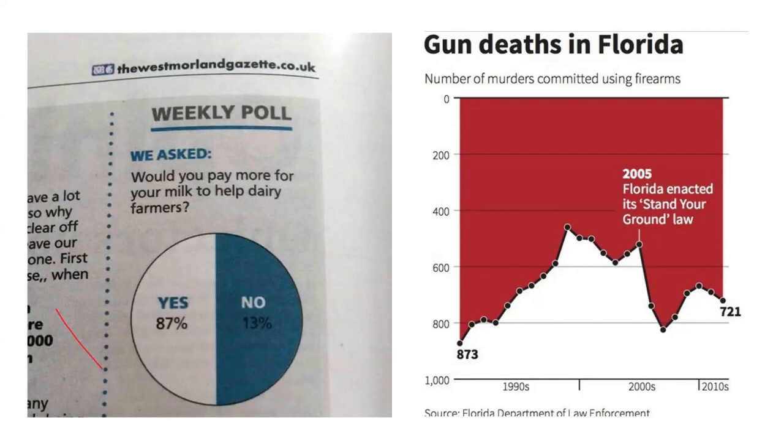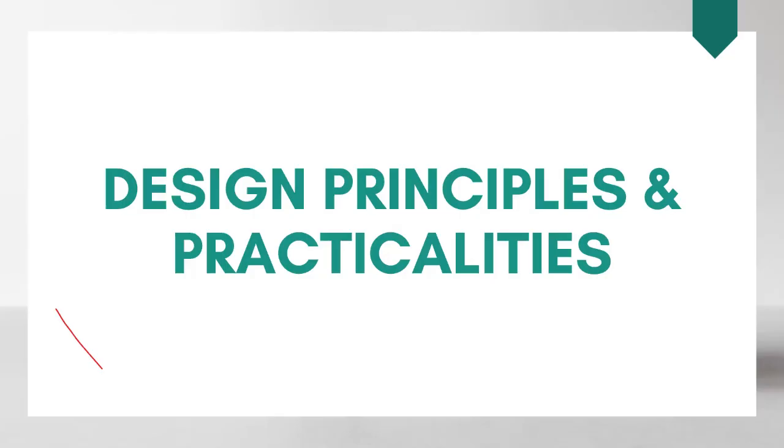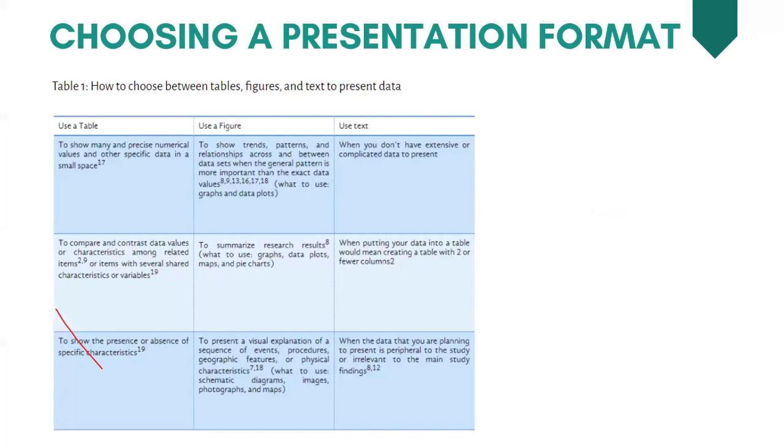So this is a misrepresentation because we want to look at a graph instantly and understand it. But when it's presented in such a way not to confuse, but to misdirect you, then of course it becomes a misrepresentation, and that's not a good thing. So let's talk about design principles and practicalities.